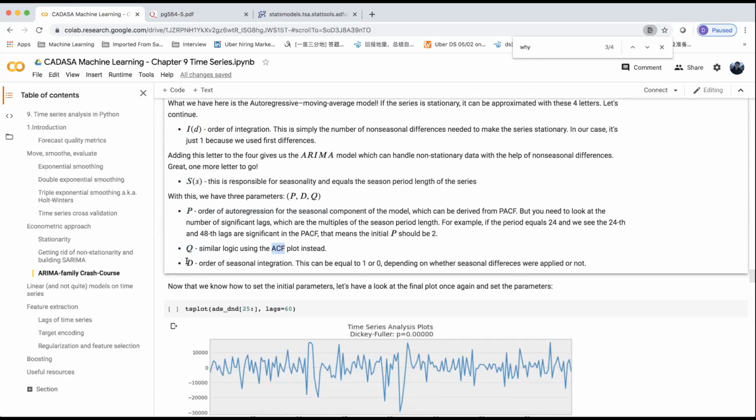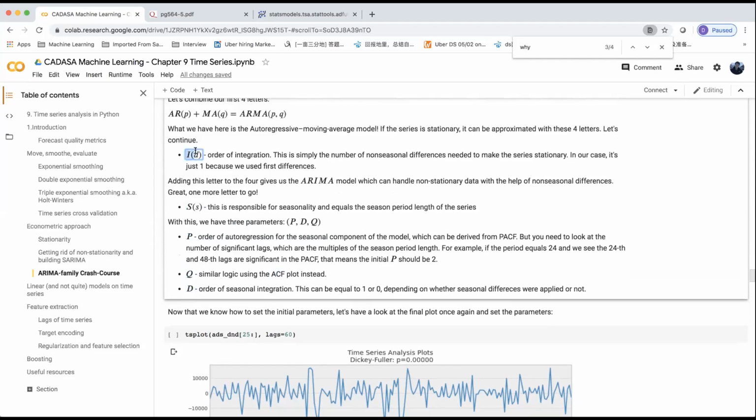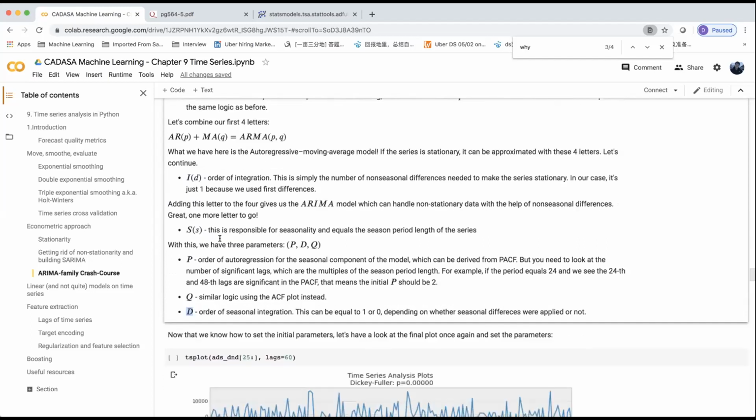So D is the order of the seasonal integration. It can be 1 or 0, depending on whether the seasonal difference will be applied or not. So this is Yt minus Yt-1, and this would be the seasonal difference, St minus St-1. Okay, so basically that's all the factors here.